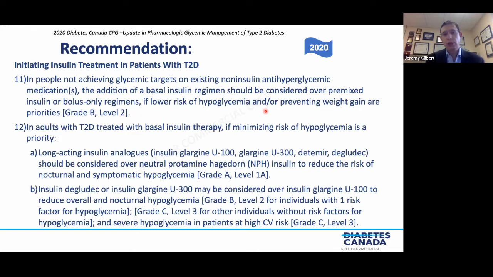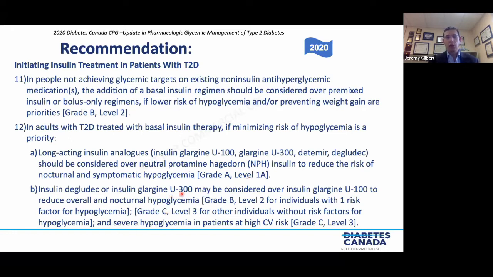So in adults with type 2 diabetes who are on basal insulin therapy, if minimizing risk of hypoglycemia is a priority, and again, when is minimizing risk of hypoglycemia not a priority? Almost in everybody. Then long-acting insulin analogs like glargine U100, glargine U300, detemir, and degludec are recommended generally over NPH insulin to reduce nocturnal, meaning overnight, and symptomatic hypoglycemia, and that's a very strong grade A, level 1A recommendation.